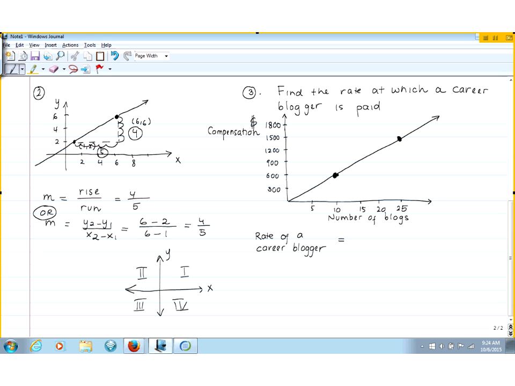Can you read it? What is the x here? 10, and is it too small? And then the y is 600. What's the other one? 25 and 1500. All right. So tell me what the rate is of a career blogger. This section is short, so we'll just do some and talk about negative slope, zero slope, undefined slope, and then talking about skiing and the grades.